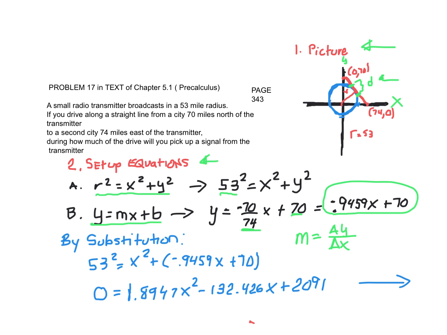The next step is to substitute the line into the y value of the first equation, and we've done that here. And so ultimately, after we do the squaring here, we see that we get a quadratic equation of this form. Okay, so that's the first step.